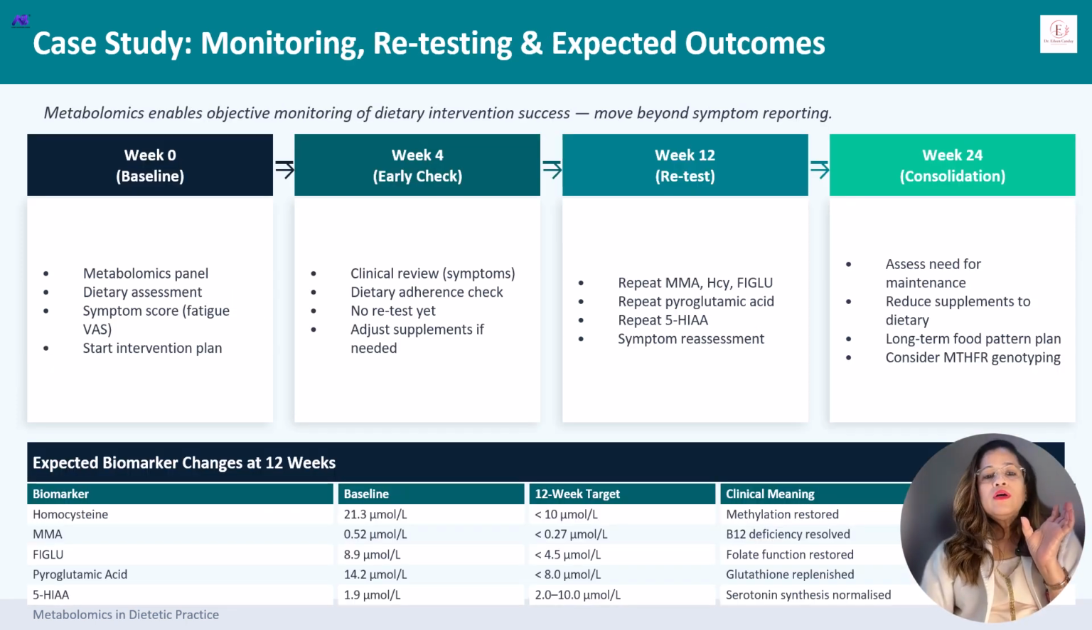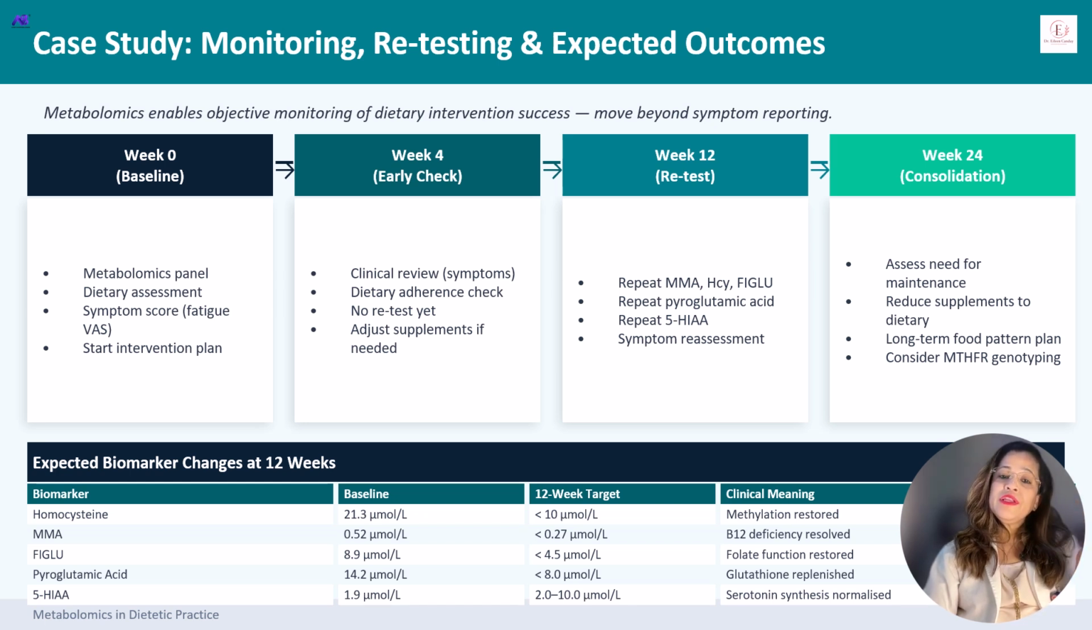Coming to the outcomes, you literally, like at week 4, you see week 12, the MMA has a short half life and is a tissue indicator. So therefore the transitions should be accordingly. If MMA normalizes but homocysteine remains elevated, okay, sometimes it happens like that. If the FIGLU normalizes but MMA remains elevated, okay, that means folic acid correction is done, B12 is still needing attention. Serotonin pathways are redirected successfully.